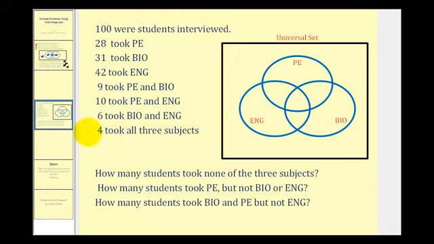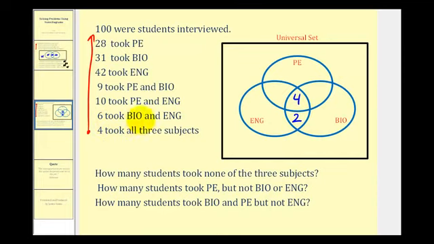Again, we're going to work our way from the bottom to the top to complete our Venn diagram. So if 4 students took all three subjects, the only region where all three subjects overlap is in the middle here, so there are 4 students here. Next, 6 took biology and English. Biology and English overlap in this region here. Notice that 4 of the 6 students are taking all three subjects, so that leaves only 2 students here that are taking only biology and English.